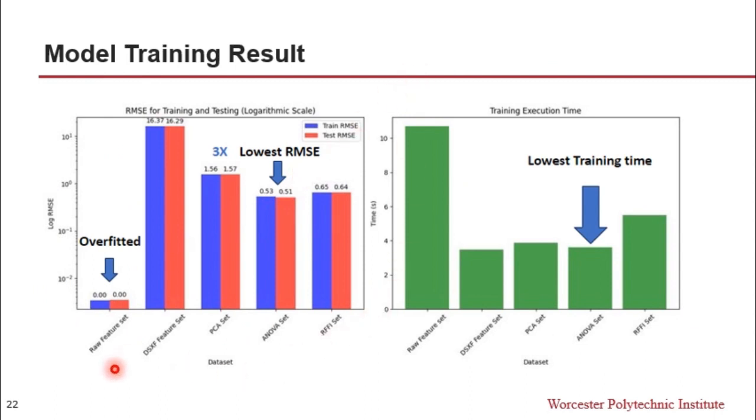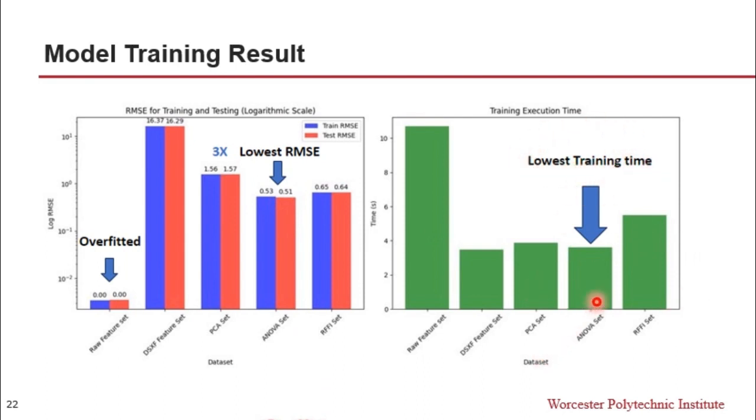So as I mentioned before, each of these results is with respect to a specific feature extraction methodology, such as the PCA set, ANOVA set, and descriptive statistics set. And also we have the raw data set. The raw data set using the random forest model has been overfitted. You can see over here that this model has been overfitted. With the reduction and also extracting those features, ANOVA shows the lowest root mean square error both in training and testing. And it also shows the lowest training time.